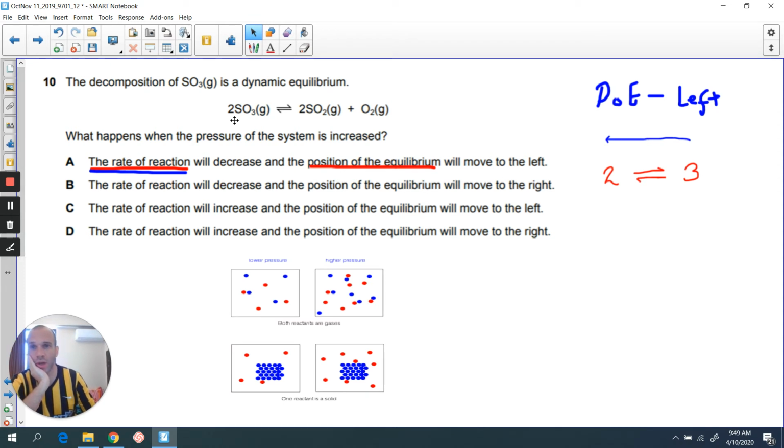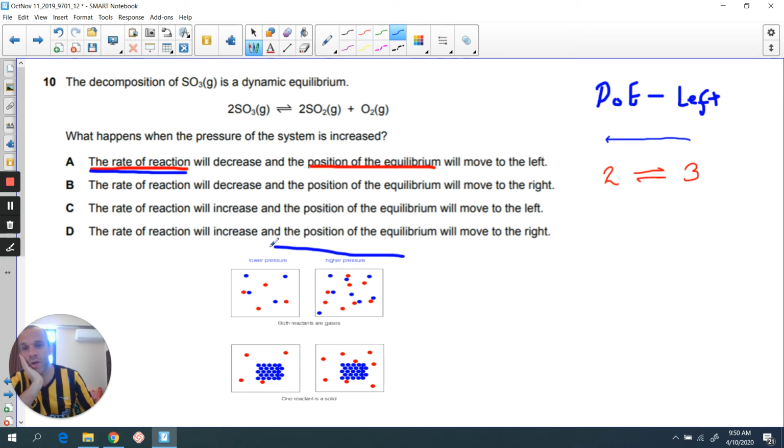Okay, so this image should help. Here we've got a lower pressure, and here we've got a higher pressure. Effectively, what's happening is you're squeezing particles into a smaller space, which means you're going to have more frequent collisions, which means you're going to have more chance of successful collisions. So in other words, if you increase the pressure, regardless of Le Chatelier's principle, you are going to increase the rate of reaction both ways.